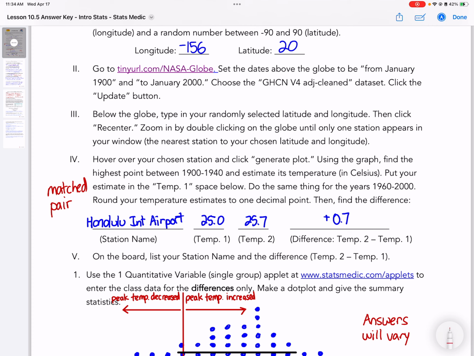This is Honolulu, so don't think that we are some cold place, obviously. So the difference in the temperature is 25.7 minus 25, which is 0.7 degrees. So there was a 0.7 degrees Celsius change from about late 1900s to early 1900s in Honolulu, Hawaii.